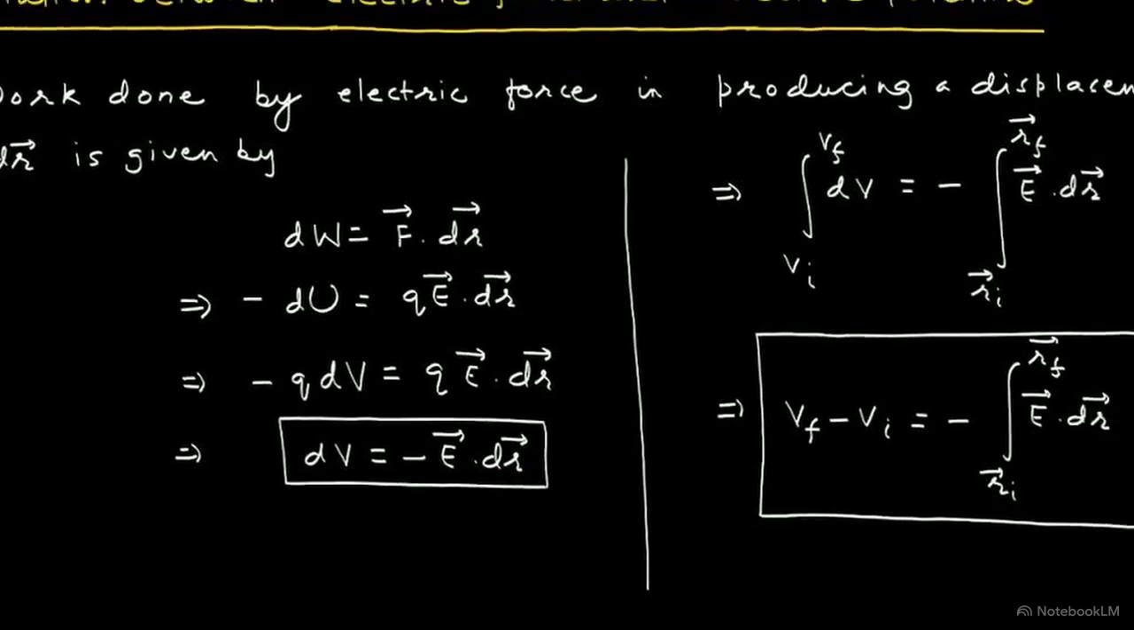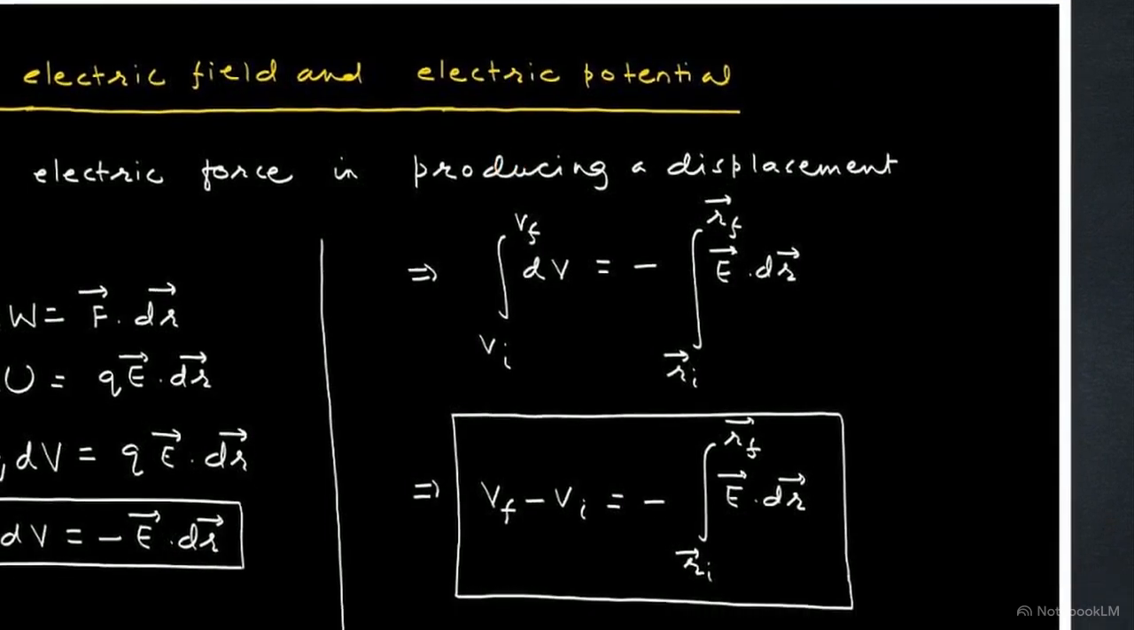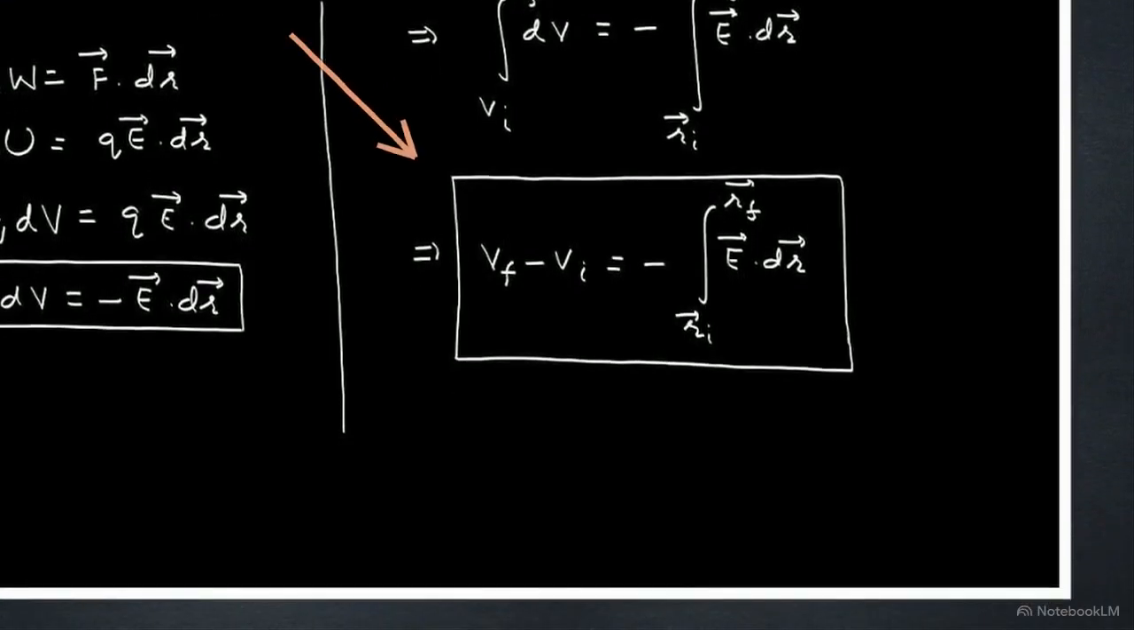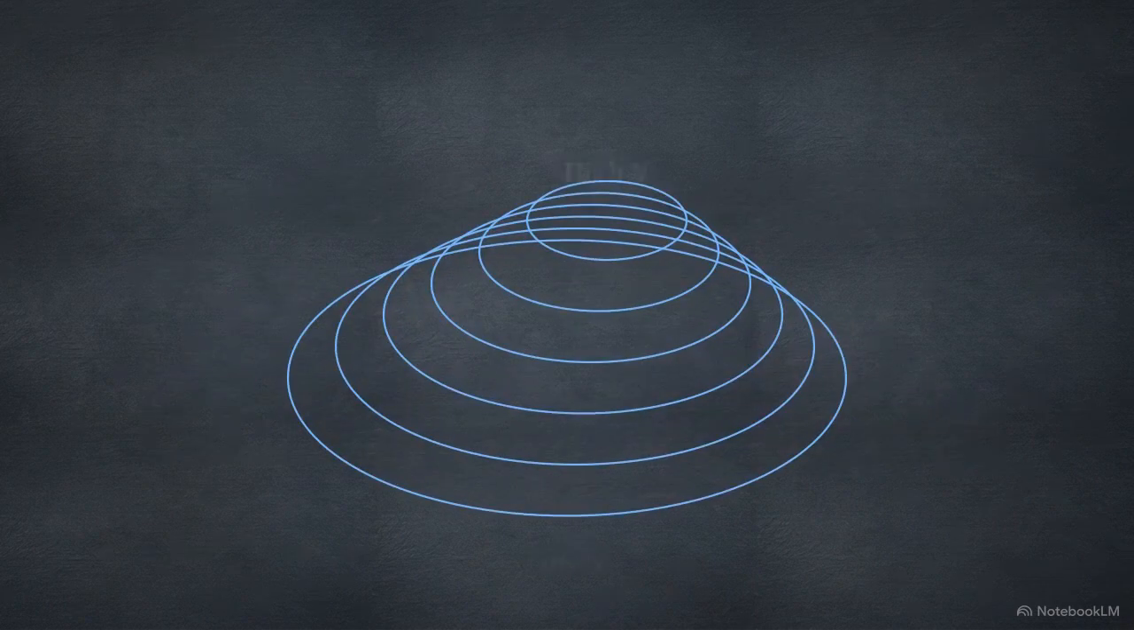To find the total drop in potential across a large distance, we integrate both sides. By adding up all those tiny steps, we calculate the total work done by the field as a charge moves from an initial point to a final destination. Taking a derivative to find the field, or taking an integral to find the potential difference, are just two ways of reading the same topographical map.